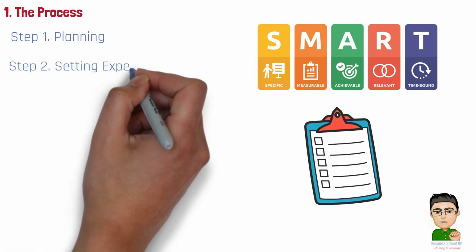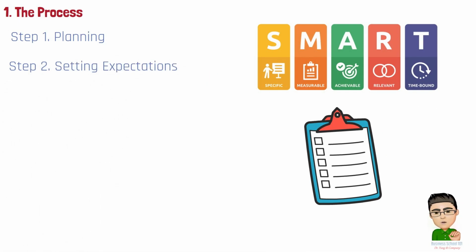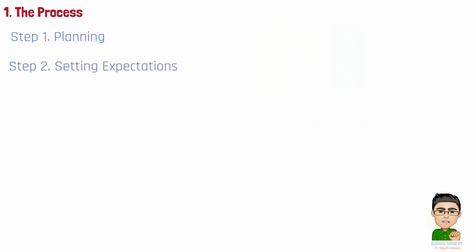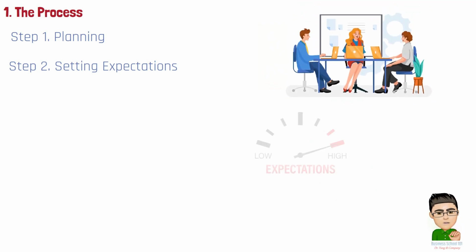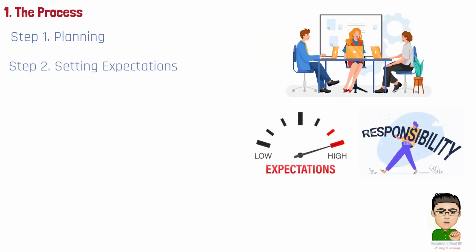Step 2. Setting expectations. Clear and transparent communication is crucial at this stage. Managers should communicate performance expectations, job responsibilities, and the importance of alignment with organizational goals to employees. This ensures that everyone understands what is expected of them.